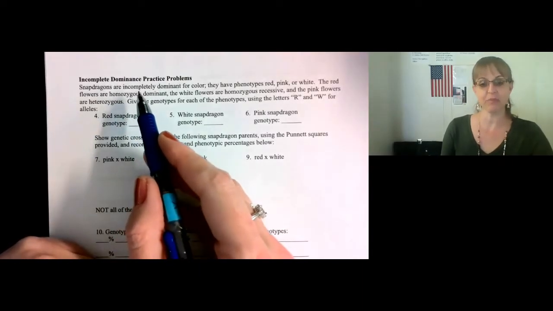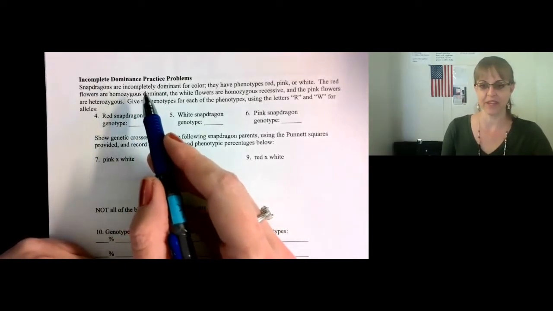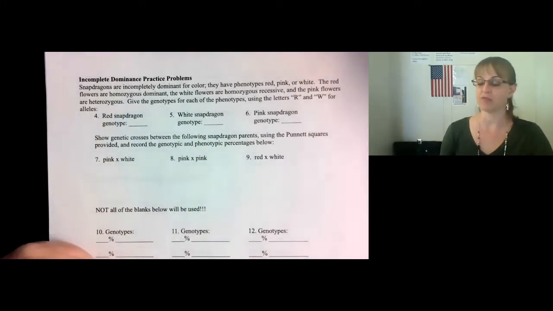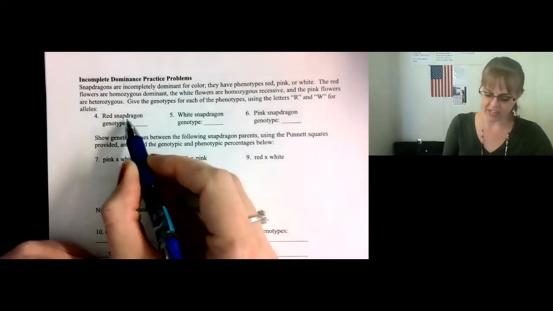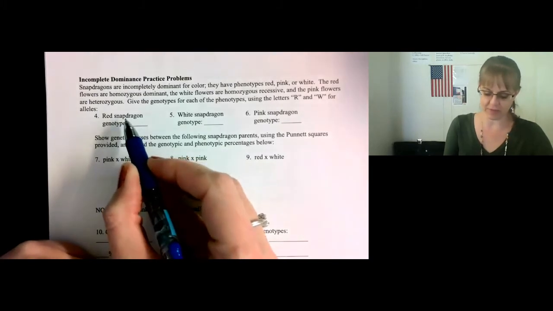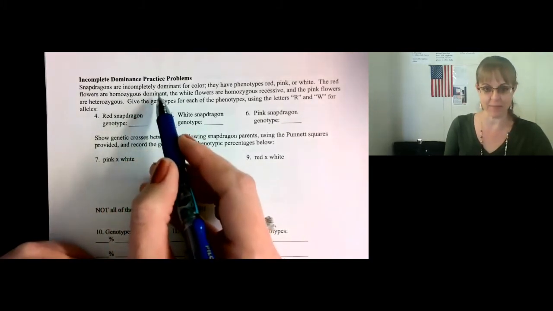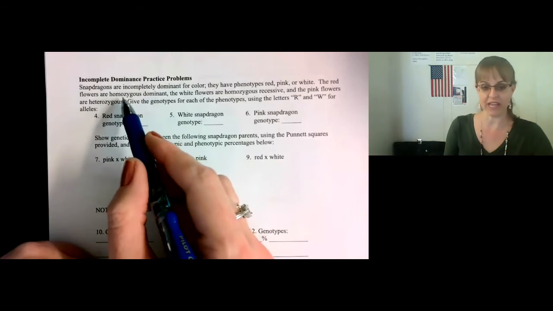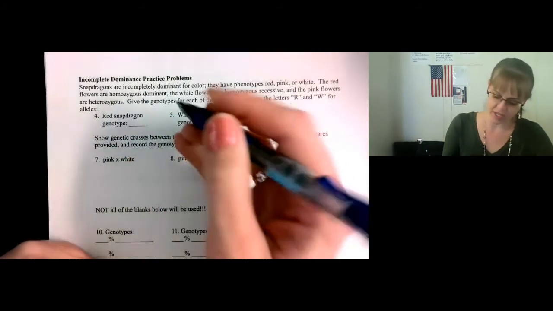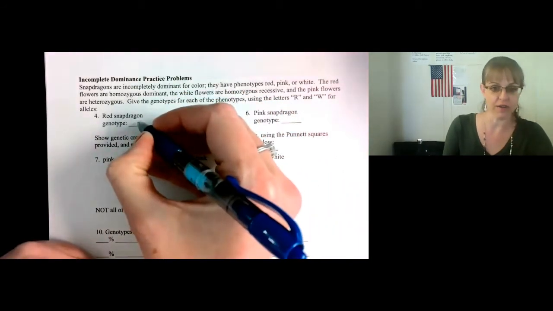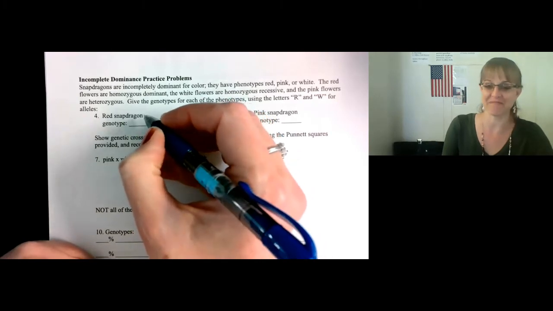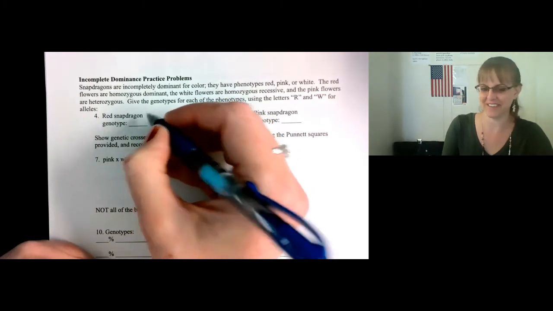Snapdragons are incompletely dominant for color. They have the phenotypes red, pink, or white. The red flowers are homozygous dominant. So if the red flowers are homozygous dominant, they're dominant, so we use a capital R. Homozygous means two of the same, so that has to be RR. So that has to be capital R, capital R.